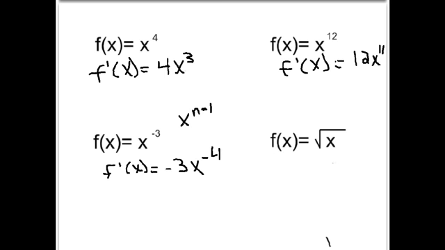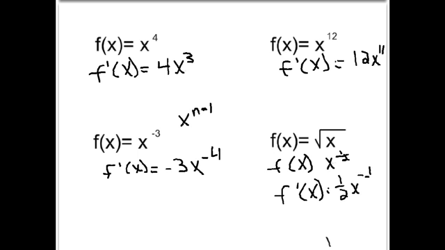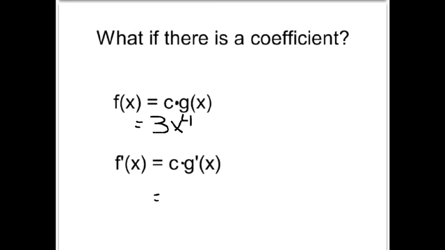That's pretty tricky. This one we would rewrite as x to the 1/2 power. So then I would say that the derivative is equal to 1/2 times x to the negative 1/2 power. I'm just taking the old power, putting it out in front, and then subtracting 1 from the old power. If there's a coefficient, then I would just say, well, here's my coefficient, and here's g of x. Well, the derivative of that is going to be the old coefficient times the derivative of g of x.